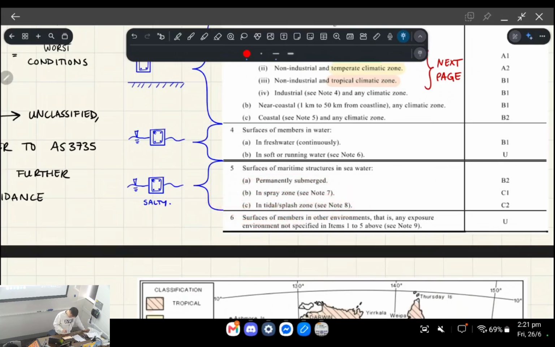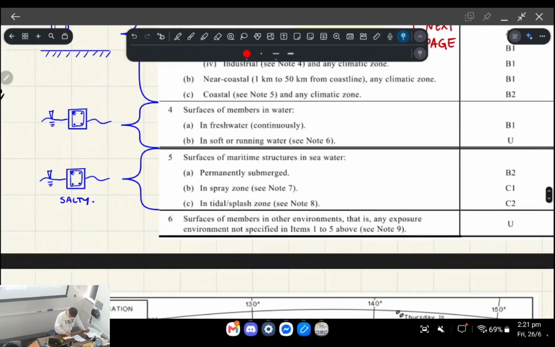You know what's kind of interesting? When I was doing research for this, I thought there was a mistake in the standards or something like this, right?